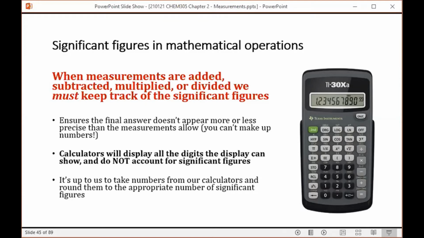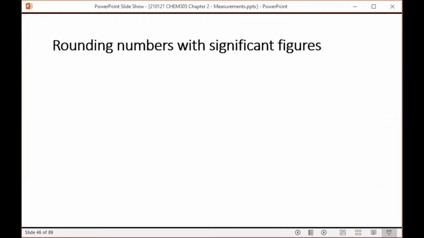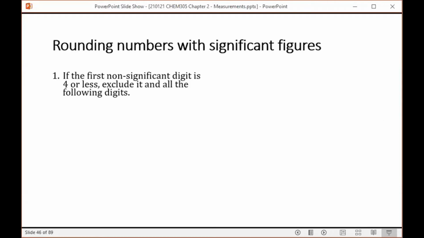So we as scientists have to take numbers from our calculators and round them to the proper number of sig figs. Your calculator doesn't know about sig figs. It's going to display as many digits as it can typically fit on its screen. So it's up to us to take the numbers from our calculators after we perform mathematical operations and round them to the appropriate number of sig figs. So let's first talk about rounding numbers with sig figs.